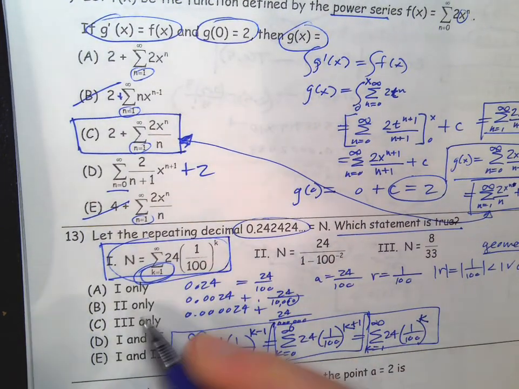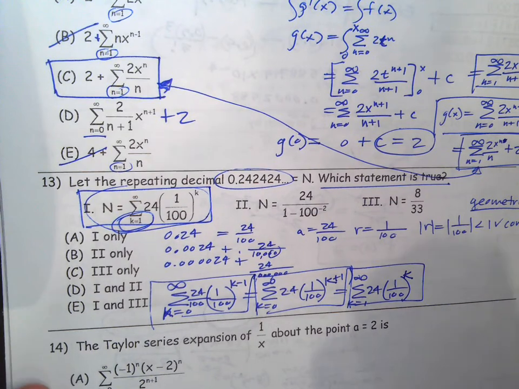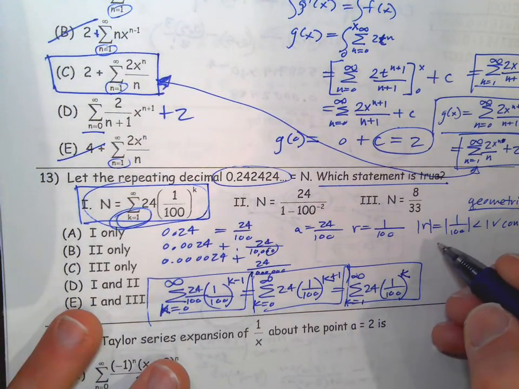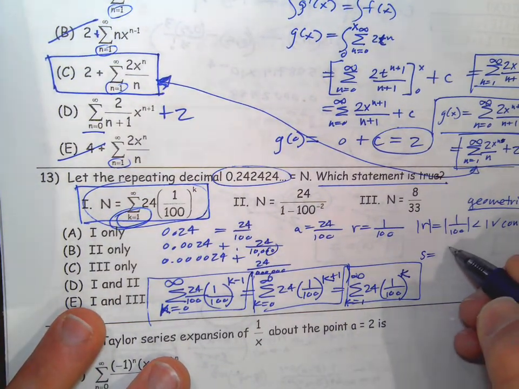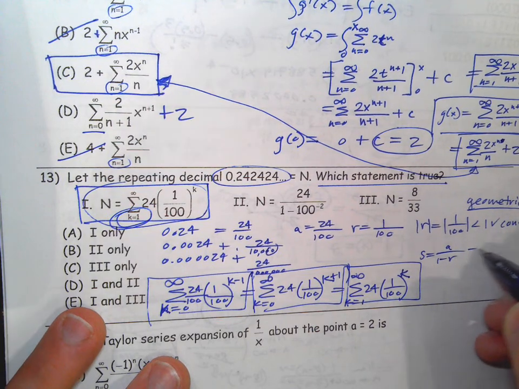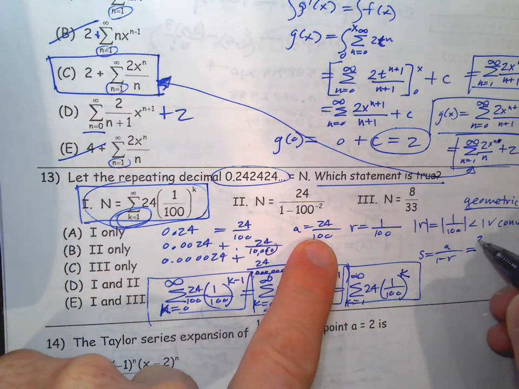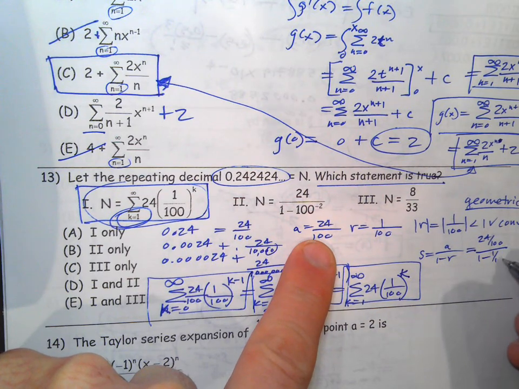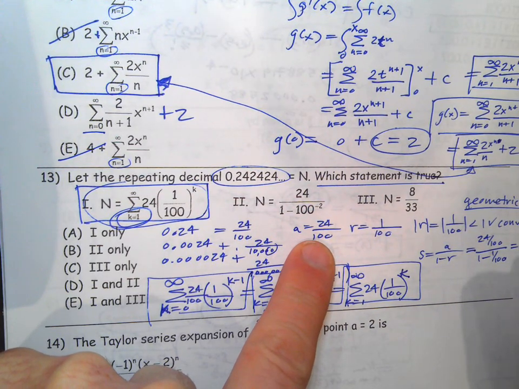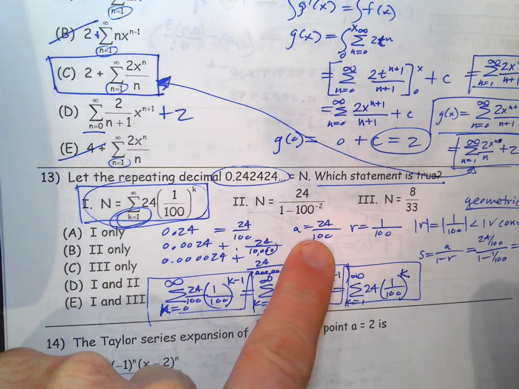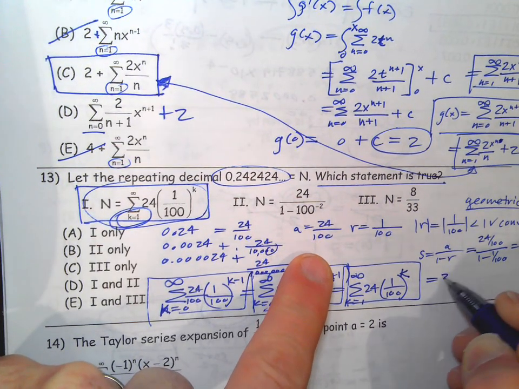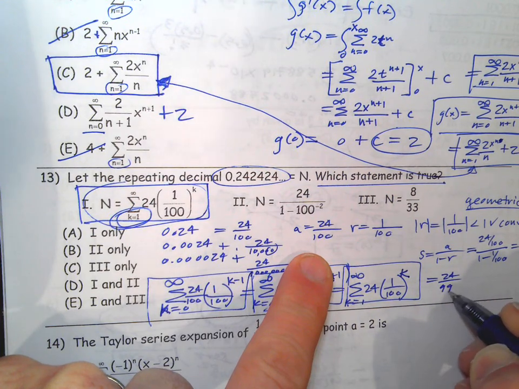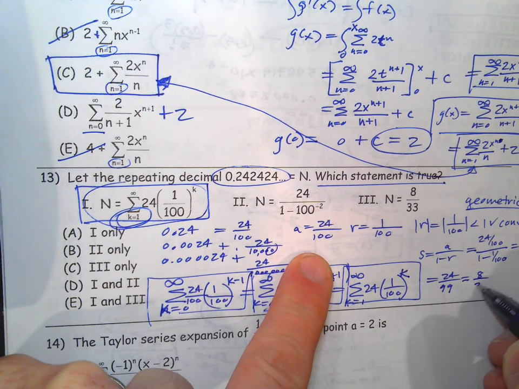Now, it actually could be multiple answers, right? So we might also need one of these other ones. So the sum equals a over 1 minus r, and the a value is 24 100ths, and the r value is 1 over 100. So we get 24 over 100 over 99 100ths equals 24 over 99. We reduce that to 8 over 33.